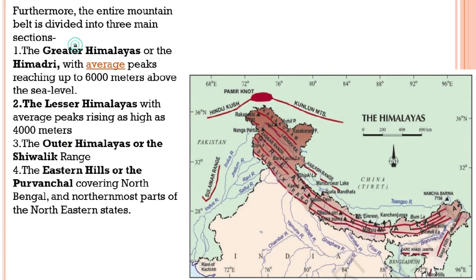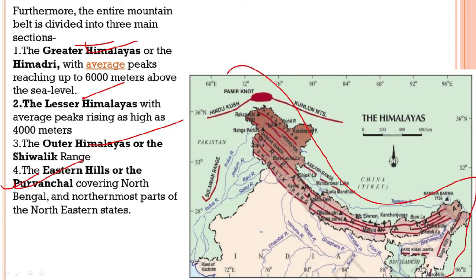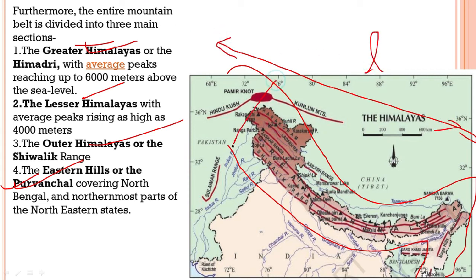Then we learnt about the broader divisions of the Himalayas, which comprise the greater Himalayas, the lesser Himalayas, the outer Himalayas or the Shivaliks, and the eastern hills or the Purvanchal, lying from Jammu Kashmir down to Arunachal Pradesh in the northeast, like this. One more line, and this becomes the length, and this becomes the width.